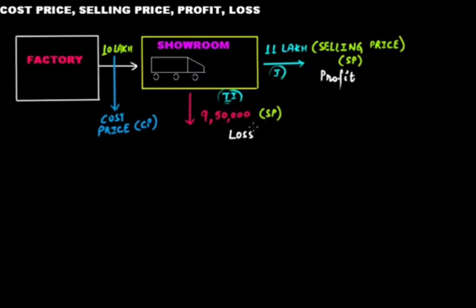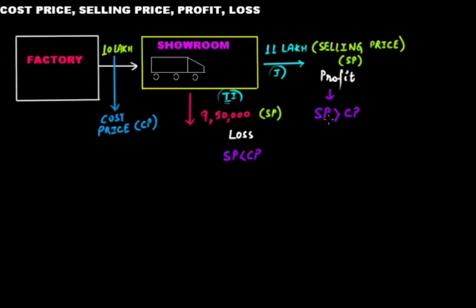Okay, now how much is the profit? Clearly, when you are making profit, in that scenario your selling price is greater than the cost price. And when you are incurring loss, then your selling price is actually less than the cost price. Like in this case, it was 11 lakh and 10 lakh. In this case, it's 9,50,000 and 10 lakh. So you incurred some loss.